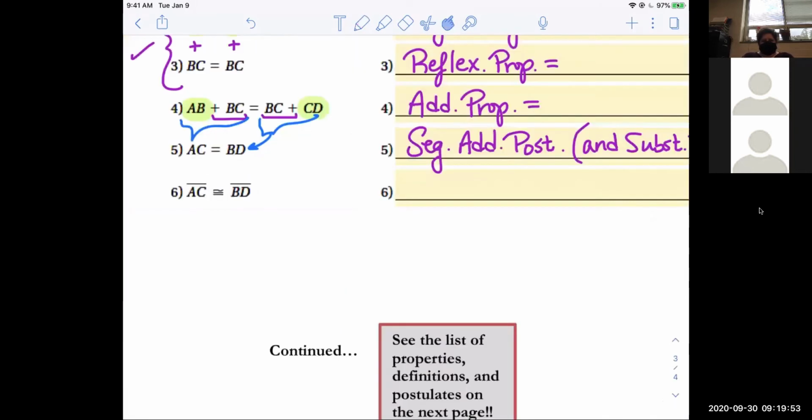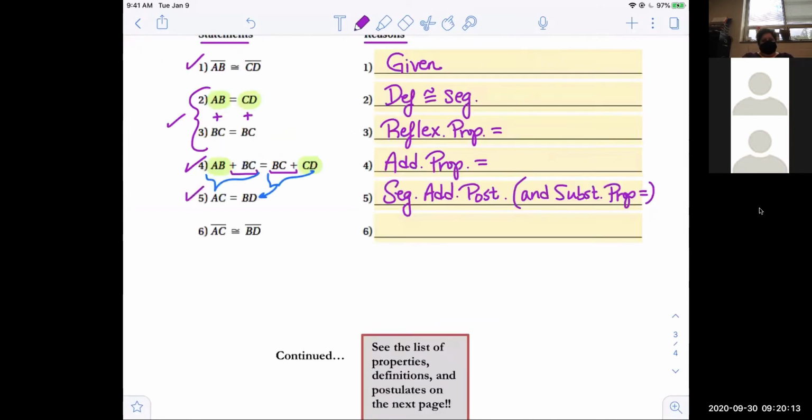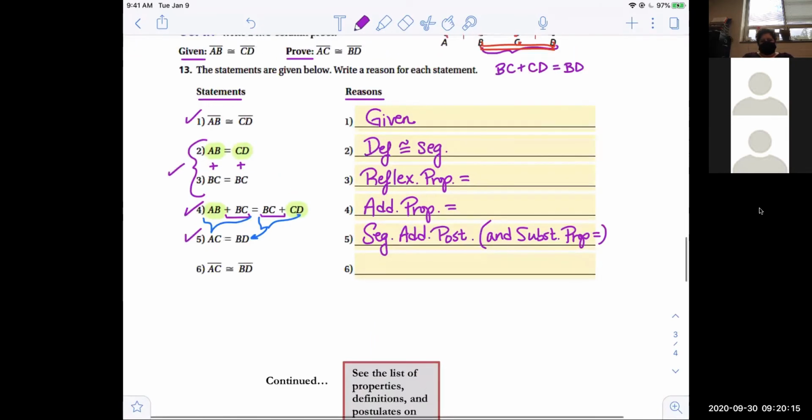Okay, and then so we use step 4 to get step 5, and then we're using 5 to get 6. And the reason for number 6, what's the reason for number 6? We're going from equality to congruence. Up here, we went from congruence to equality. Here, we're going from equality to congruence. What is that?